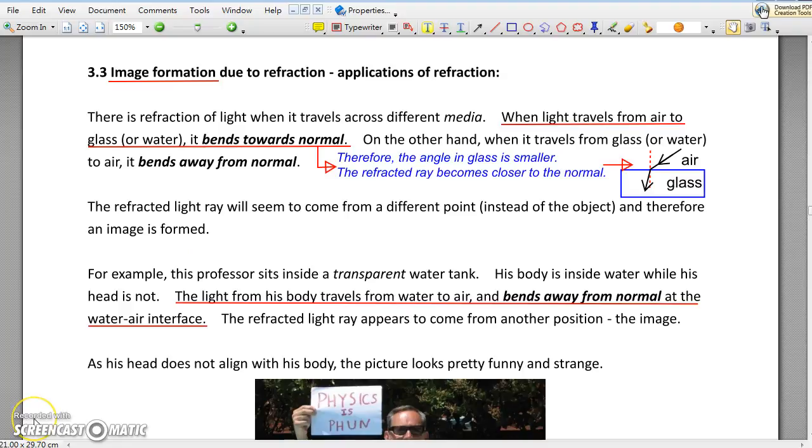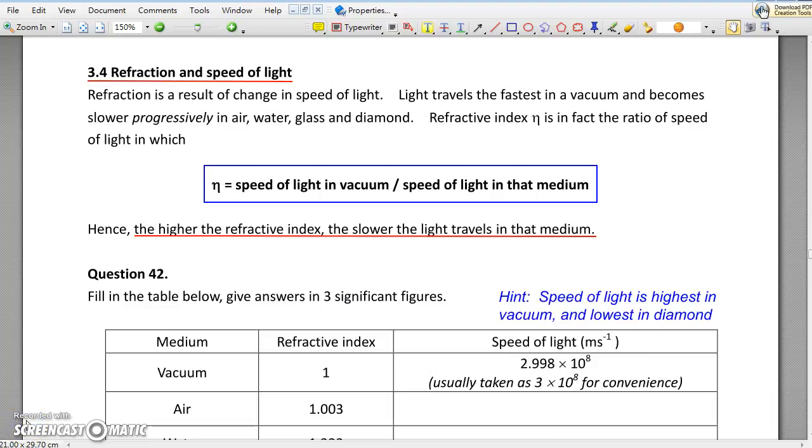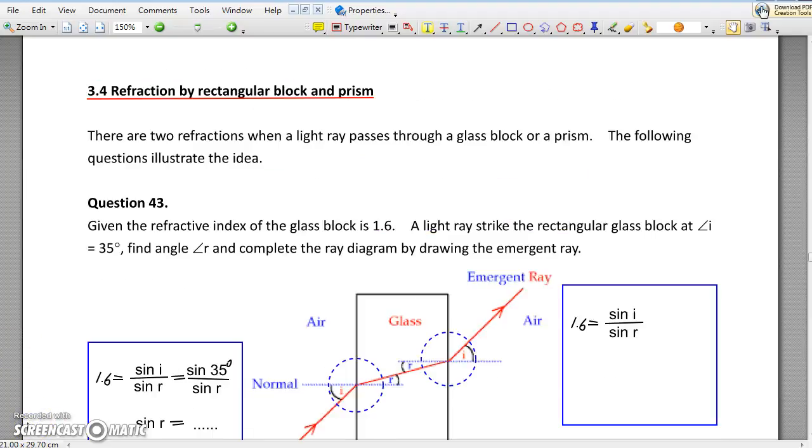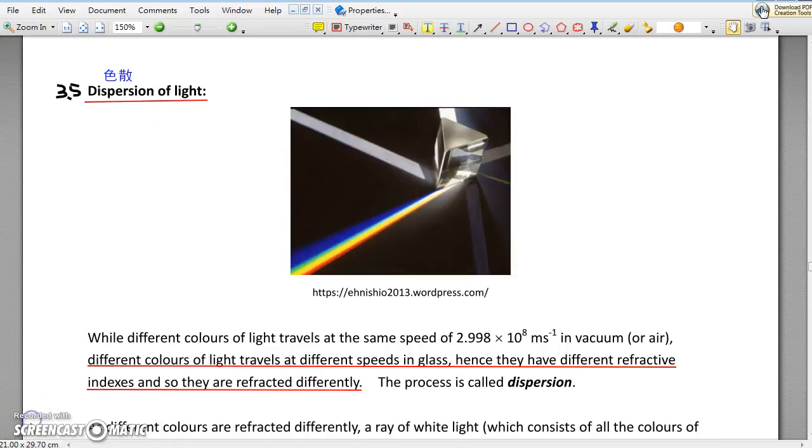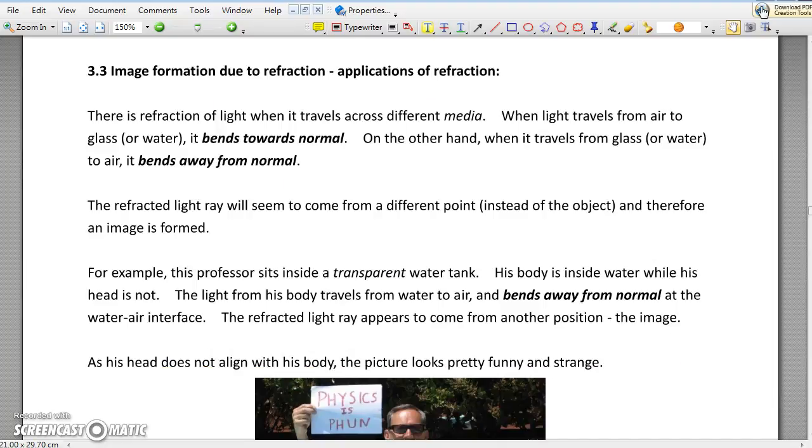There are 4 different sections in this lesson. Number 1, image formation due to refraction. Number 2, the calculation of speed of light in different media. Number 3, the refraction by rectangular block and prism. And lastly, number 4, dispersion of light. So here we go. We start from page 35.